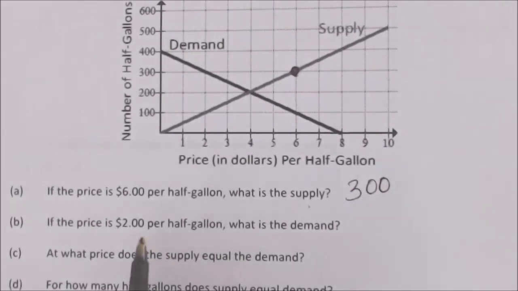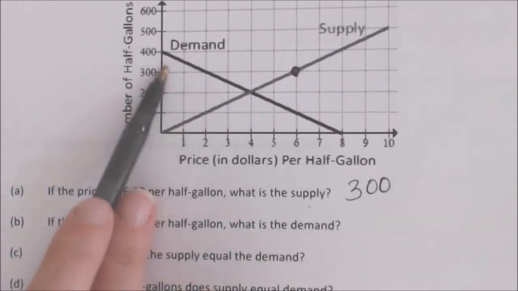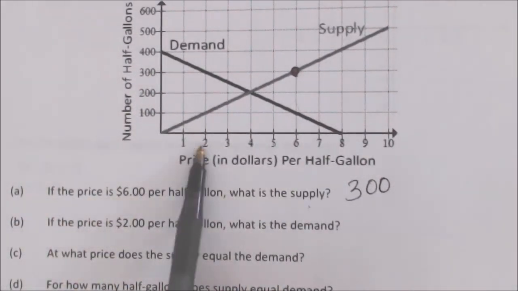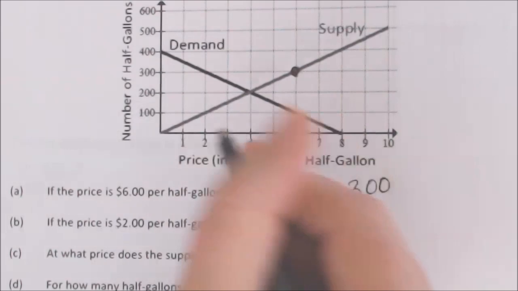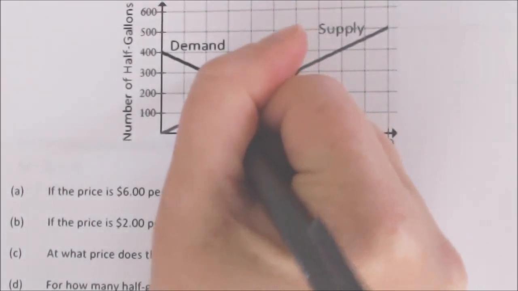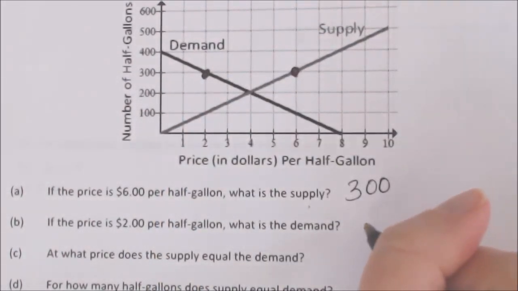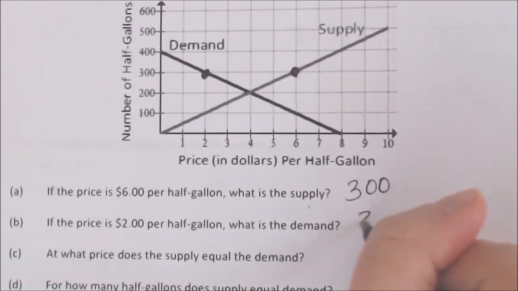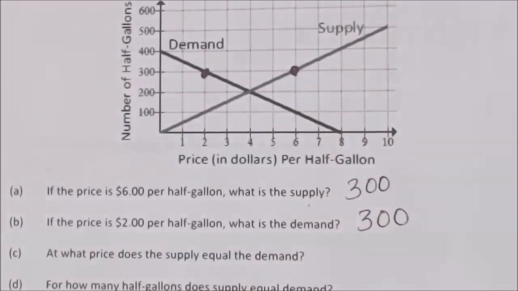If the price is $2 per half gallon, what is the demand? So now we're looking at the demand line. We're going to find $2 and go up to the demand line, which is going to be up here this time. And that gives us a demand quantity of 300 half gallons.